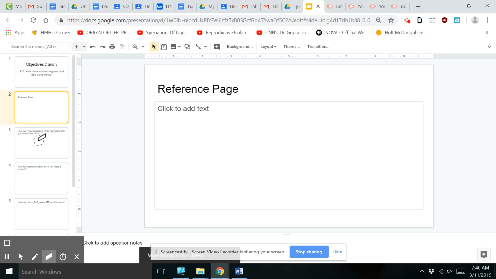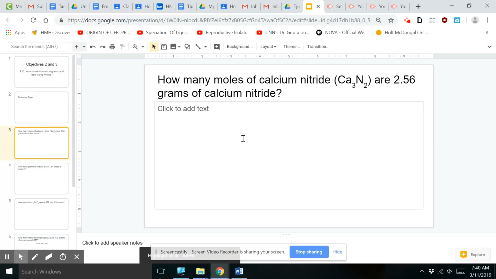Okay, and we're going to go to our problem. This should be question number 1 on your sheet. So we're going to look at that. How many moles of calcium nitride are in 2.56 grams of calcium nitride? So what we have right now is that you are trying to figure out how many moles. Okay, so that's our unknown. And you are given grams.